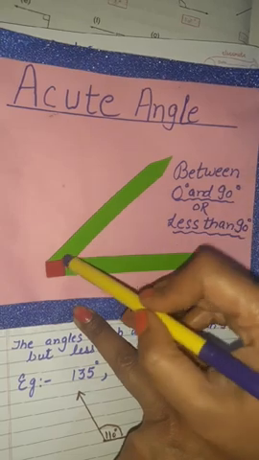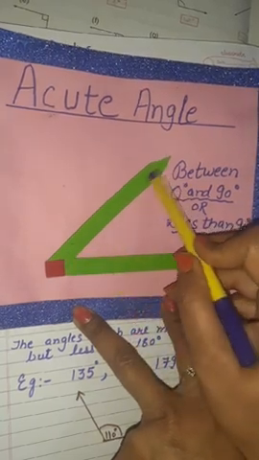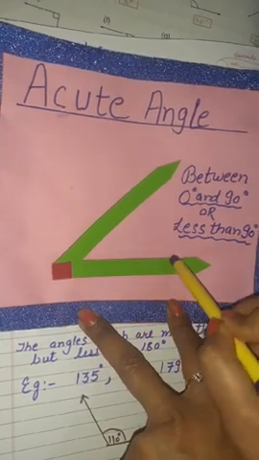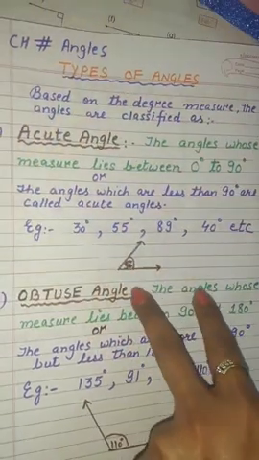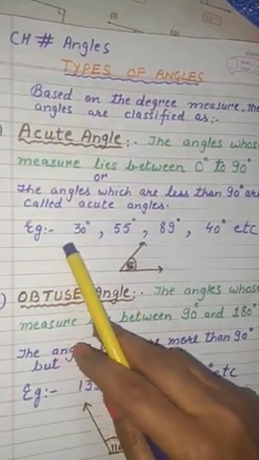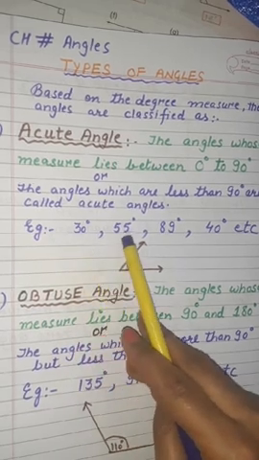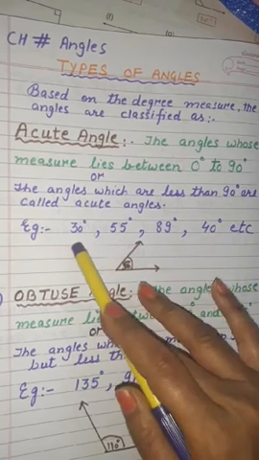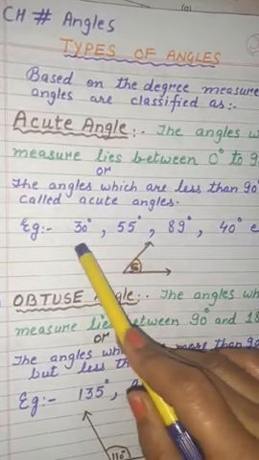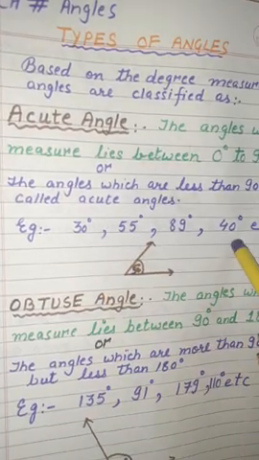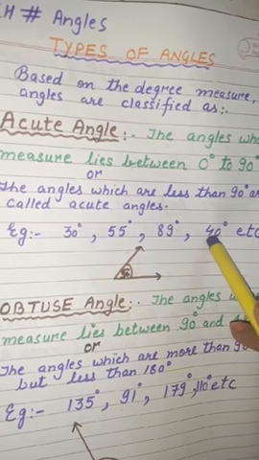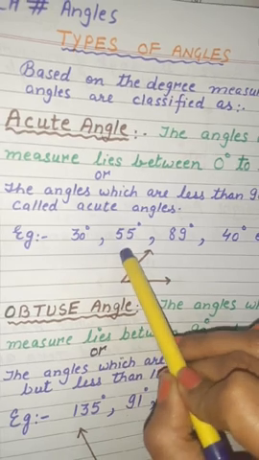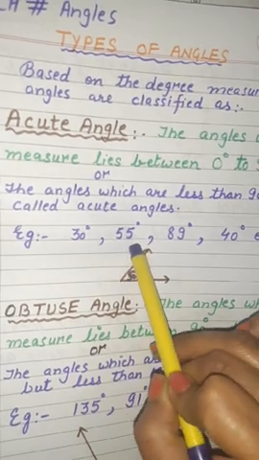When you bend your elbow towards your head, it is of the shape of an acute angle. Here are examples of acute angles: 30 degree, 55 degree, 89 degree, 40 degree, etc. All these angles are less than 90 degree, so we can classify them as acute angles.